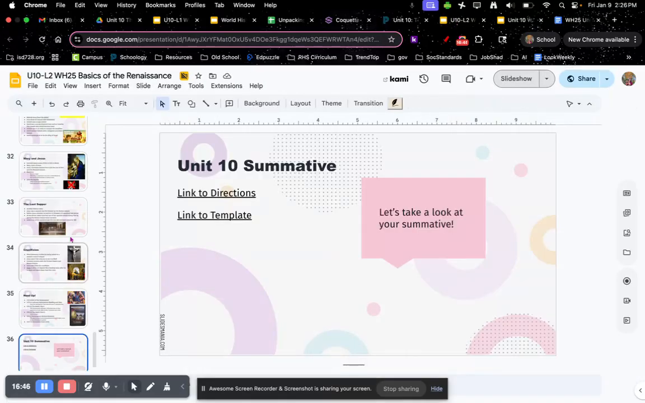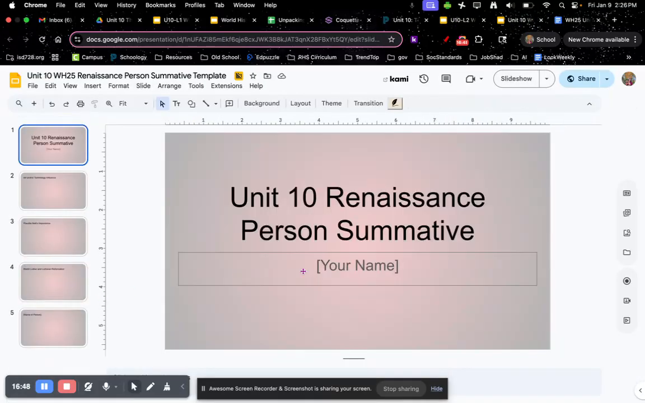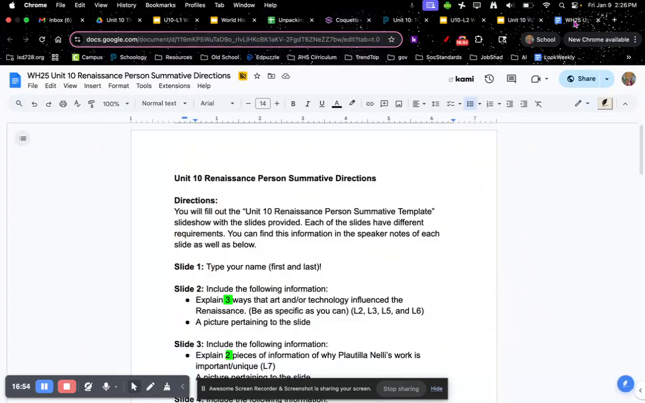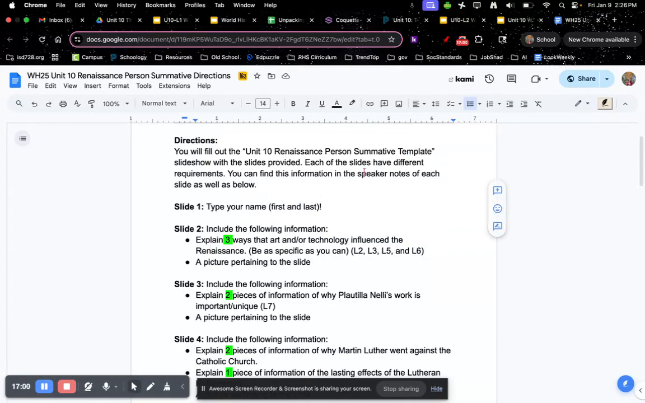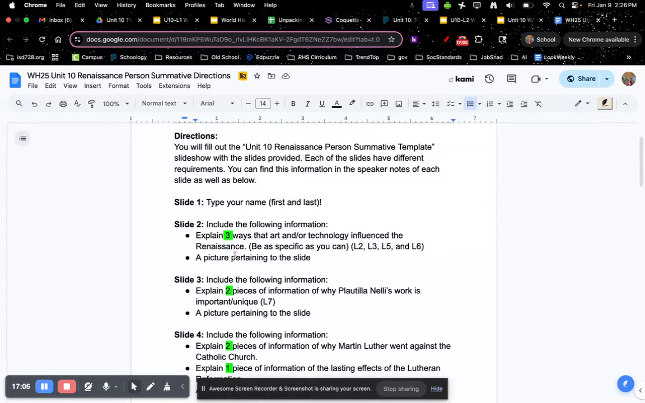It will look like this. So the template is kind of the gray outline with kind of a red center. This is for next week, by the way. You don't have access to it quite yet. And each of the slides have different requirements. You can find this information in the speaker notes of each slide as well as below.